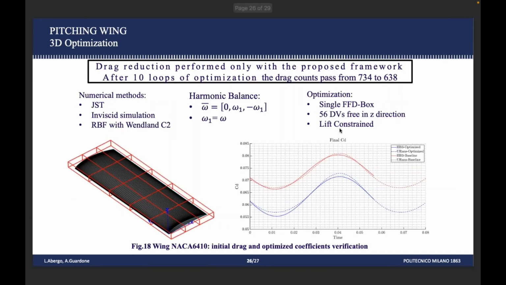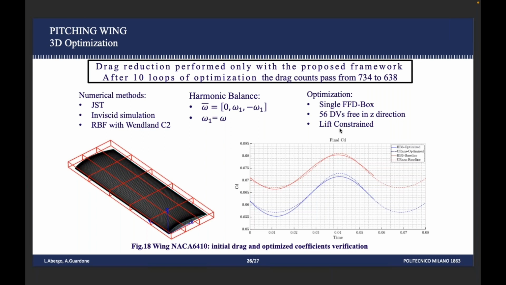So a more challenging test case, we are in 3D. This time I decided to solve the Euler equations just to reduce the computational time, and the optimization has been performed only with the framework that I just proposed. So we obtained this reduction of the CD inside the period.